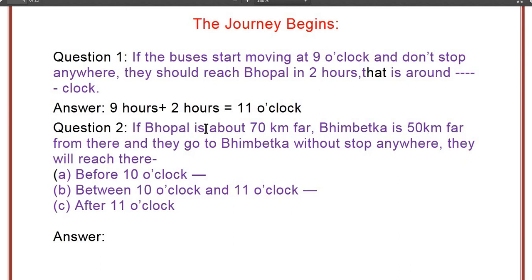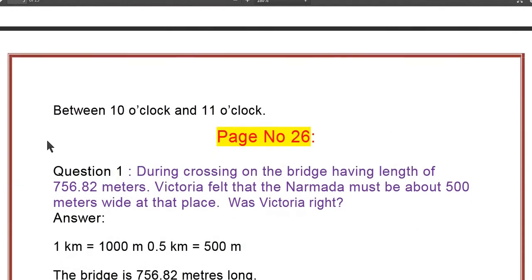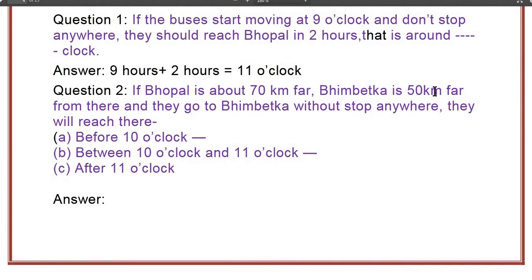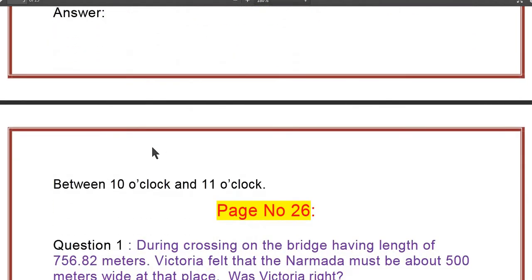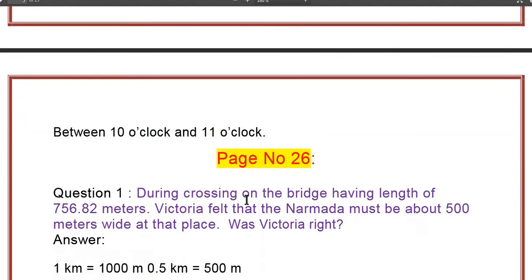Question number 2. If Bhopal is about 70 km far, Bhimbetka is 50 km far from there and they go to Bhimbetka without stopping anywhere, they will reach there before 10 o'clock, between 10 and 11 o'clock, or after 11 o'clock. Here the answer is between 10 and 11 o'clock because Bhopal is 70 km and Bhimbetka is 50 km. So if Bhopal 70 kilometer takes 2 hours, then Bhimbetka 50 kilometer, without stopping, the time is 10 o'clock to 11 o'clock.